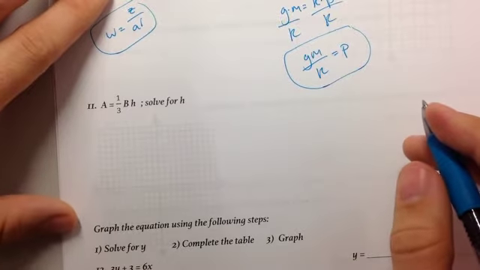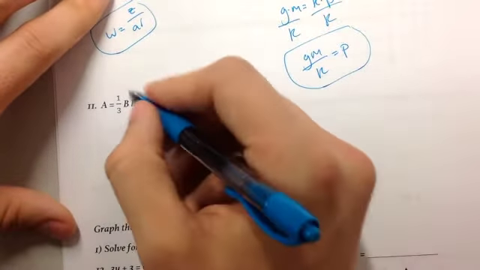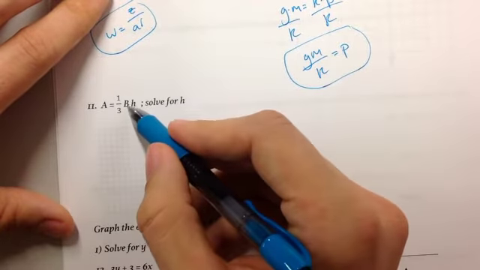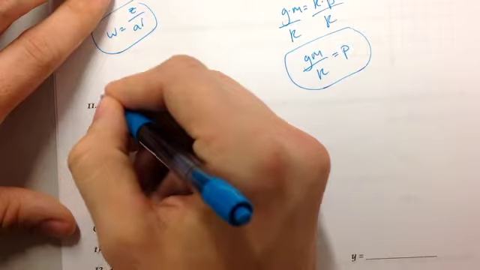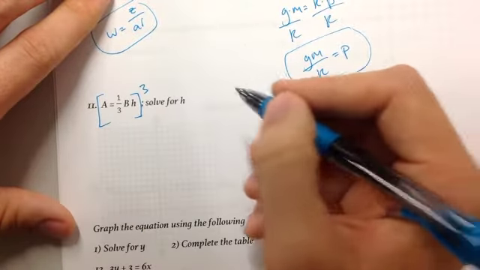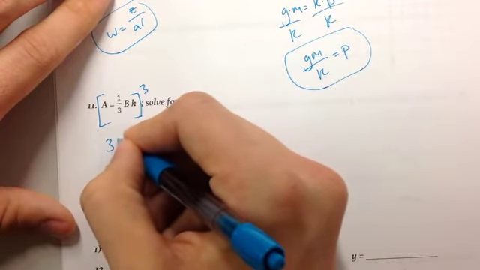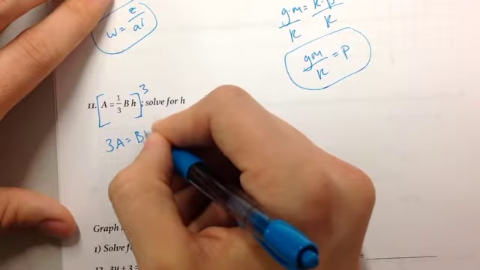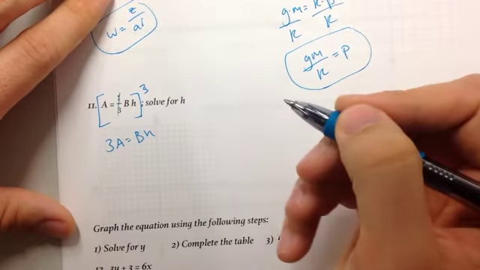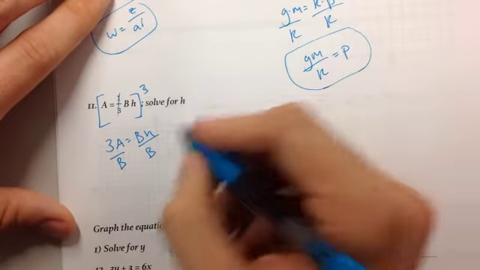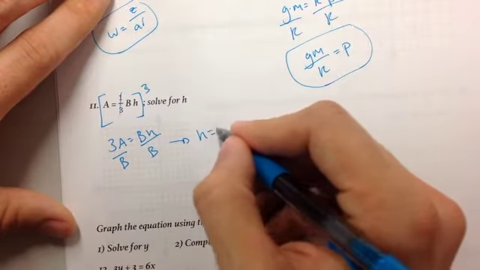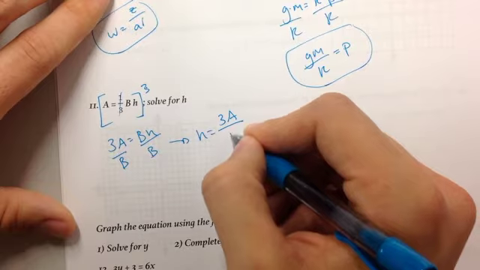Next one. Solving for h. Same thing, divide by 3, multiply by b. Want to get them away from my h. My first step is to multiply by 3. I have 3a is equal to bh. Again, the 3 over here simply cancels out that 1/3. Last thing I'm going to do, pull off my b. I'm going to get h is equal to 3a over b.